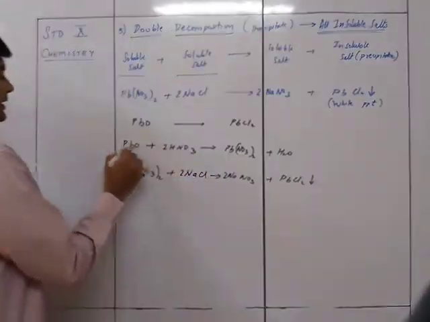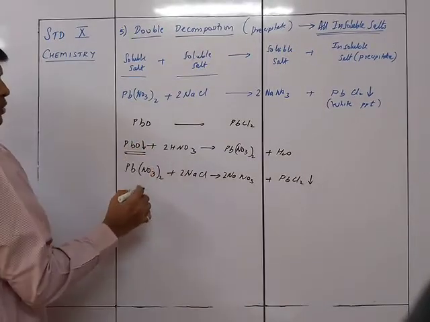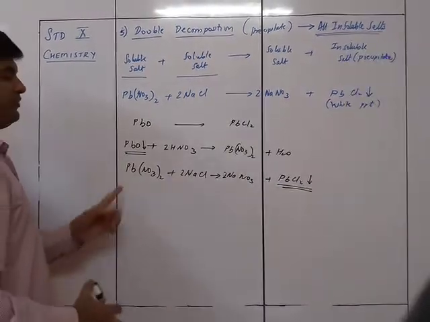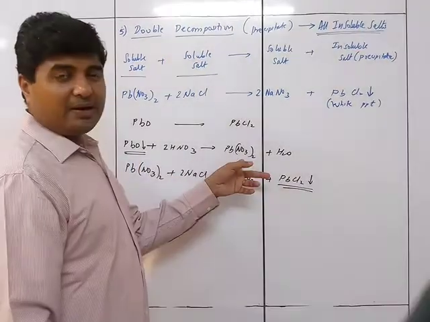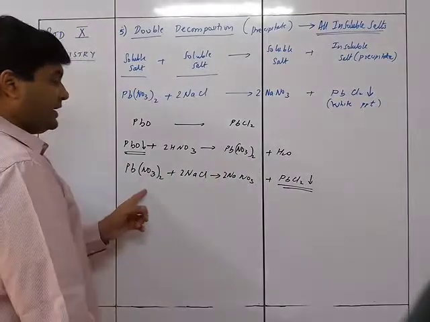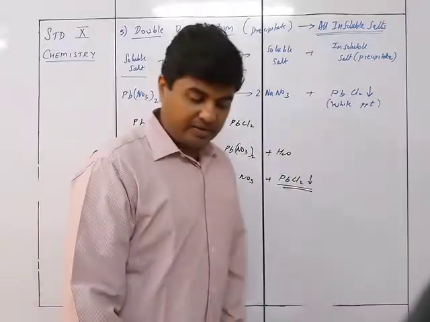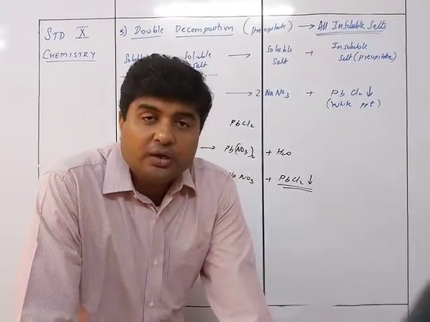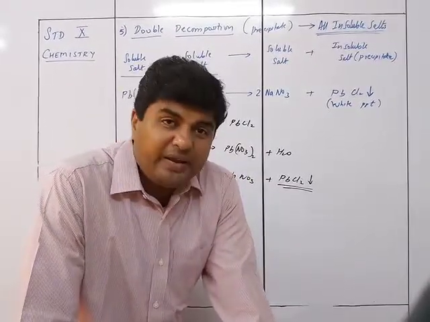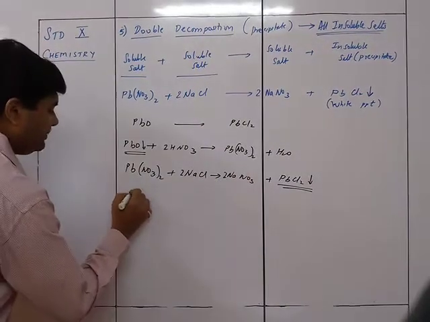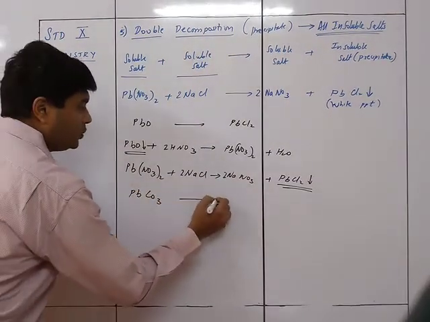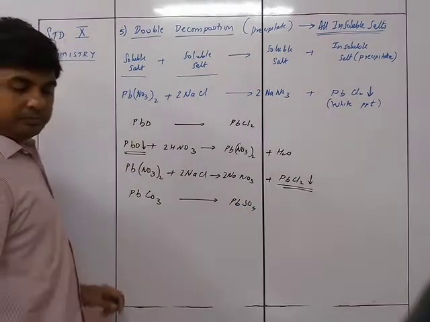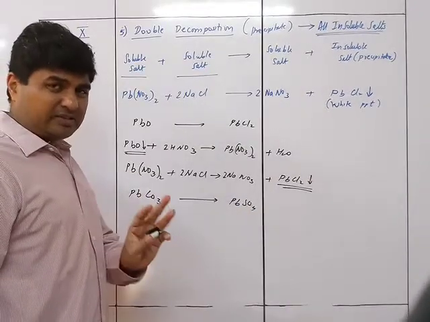So I can see that from an insoluble PbO, I prepared an insoluble PbCl2 by first converting it into a soluble nitrate, and then from the nitrate I converted it into PbCl2. Similarly, if we want to prepare PbSO4, which is insoluble, from PbCO3, the process is exactly the same.